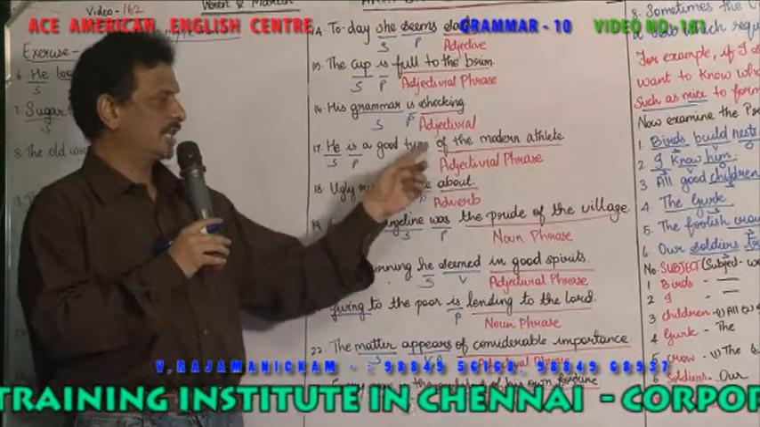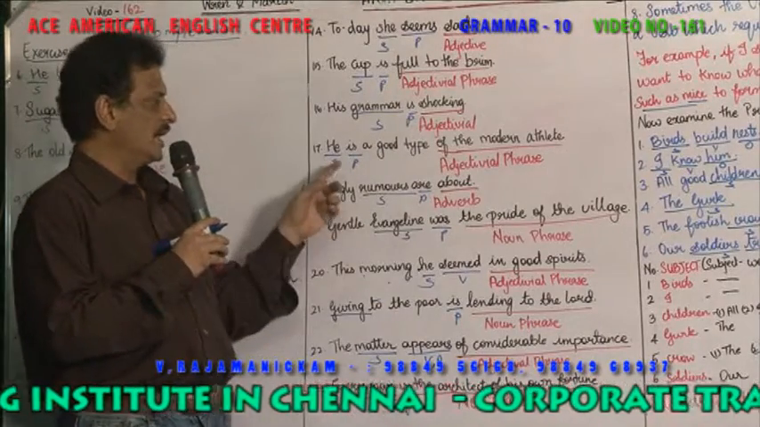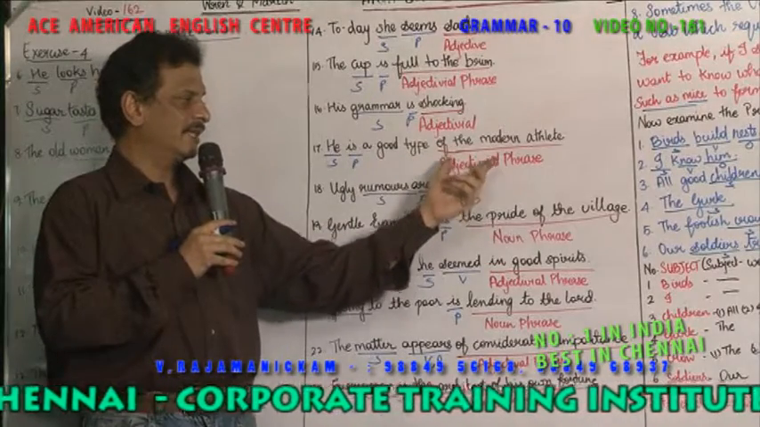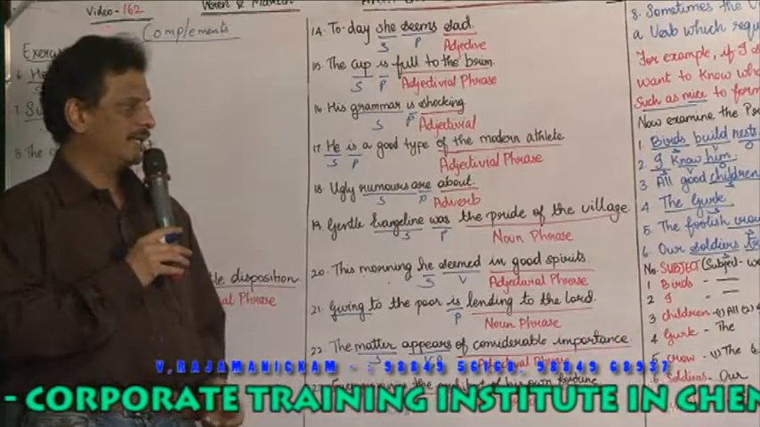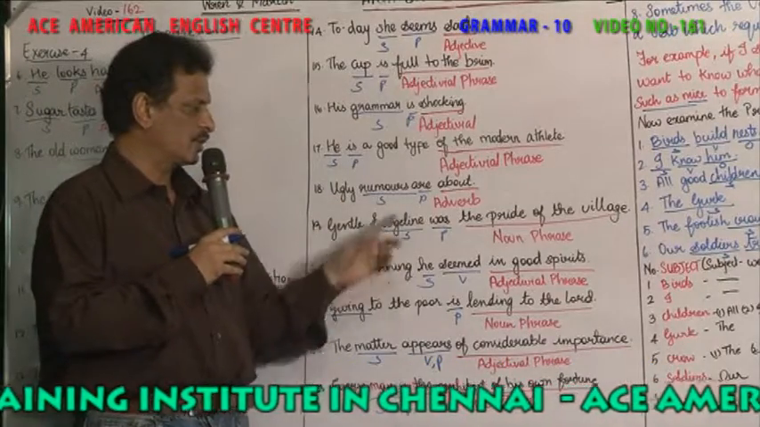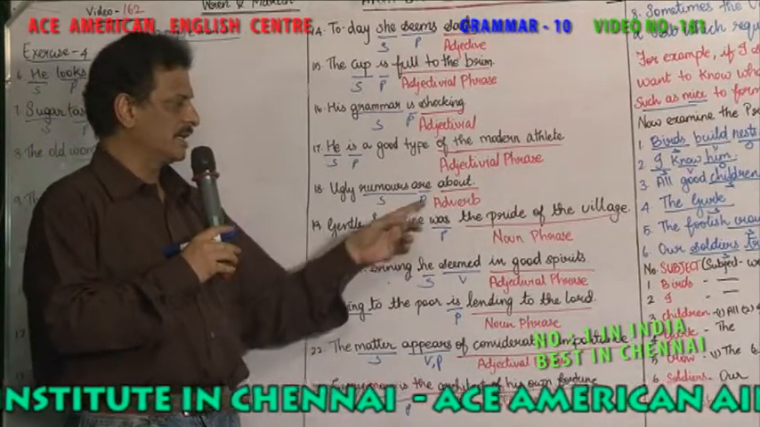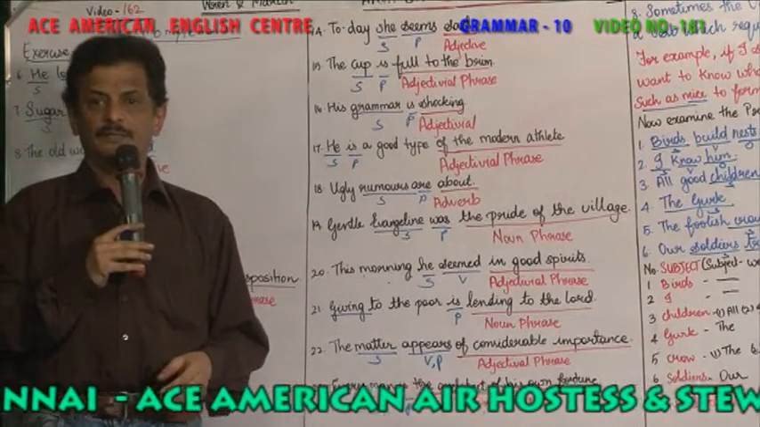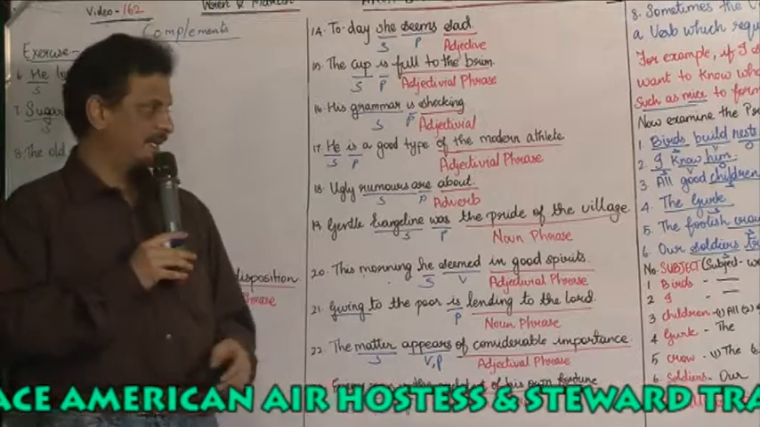He is a good type of the modern athlete. So he is the subject, is is the predicate, and a good type of the modern athlete is the complement. Of the modern athlete becomes an adjectival phrase. Ugly rumors are about. Rumors becomes the subject, predicate is are, and about is the adverbial phrase.